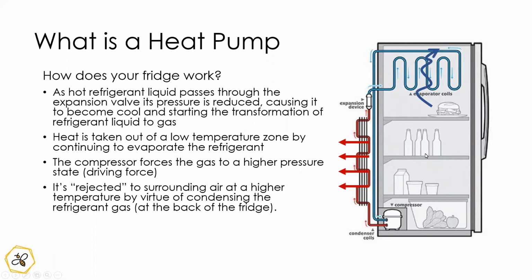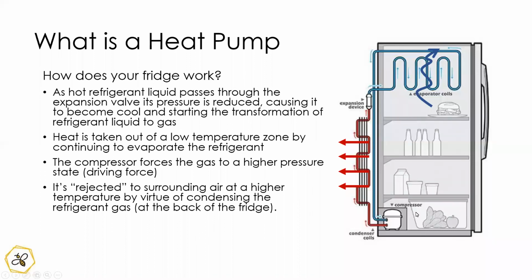So hot refrigerant liquid passes through the expansion valve. Its pressure is reduced, and that causes it to go cold and start transforming from liquid to gas. Then the heat is taken out of the low temperature zone, as you can see, through the evaporator. The compressor drives the gas to a higher pressure.